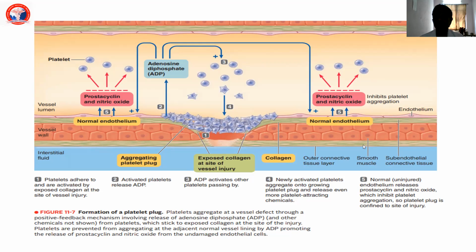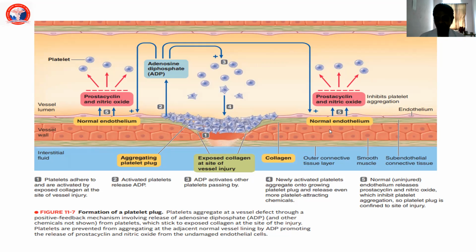And now if we appreciate this figure, there is something else also being explained in this figure. The uninjured endothelium is going to release prostacyclin and nitric oxide. So the importance of this prostacyclin and nitric oxide is that platelet is getting adhered only to the site of injury. But the normal endothelium, the platelet is not getting adhered to the normal endothelium.